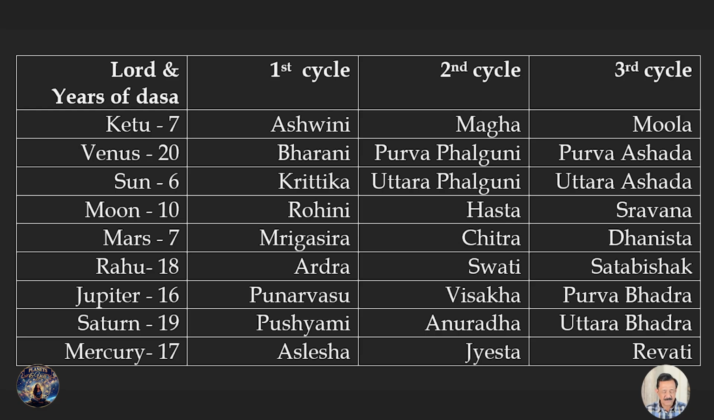These are owned respectively by Ketu, Venus, Sun, Moon, Mars, Rahu, Jupiter, Saturn and Mercury. Ashwini, Magha and Moola nakshatras are lorded by Ketu. Venus owns Bharani, Purva Falguni and Purvashada nakshatras. Sun owns Kritika, Uttara Falguni, Uttarashadha. Moon lords over Rohini, Hasta, Shravana. Mars lords over Mrigasira, Chitta, Dhanishta. Rahu rules Arudra, Swati, Shatabhishak. Jupiter rules Punarvasu, Visakha, Purvabhadra. Saturn rules Pushyami, Anuradha, Uttarabhadra. Mercury rules Aslesha, Jyeshta and Revati.